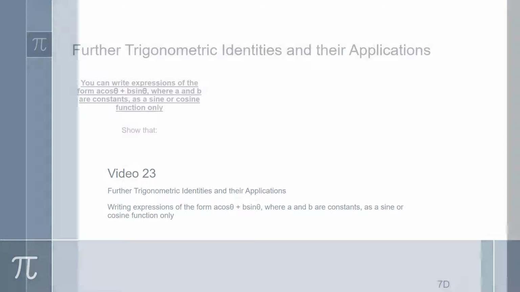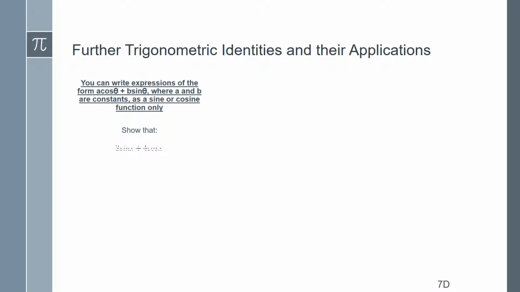Writing expressions of the form a cos theta plus b sine theta, where a and b are constants, as a sine or a cosine function only. So, show that 3 sine x plus 4 cos x can be expressed in the form r sine (x plus alpha), where r is bigger than 0 and alpha is between 0 and 90 degrees.